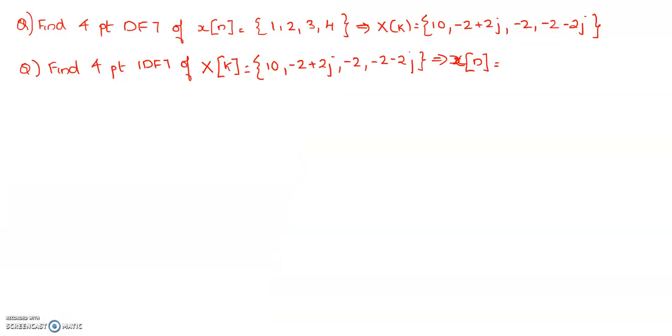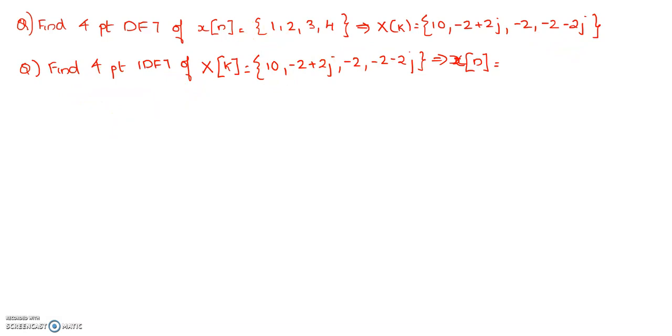In the last video, we saw a question of finding the DFT. The question was to find the 4-point DFT of x of n = 1, 2, 3, 4, and we got the result x of k as 10, minus 2 plus 2j, minus 2 and minus 2 minus 2j. Today we are going to do another problem regarding IDFT.